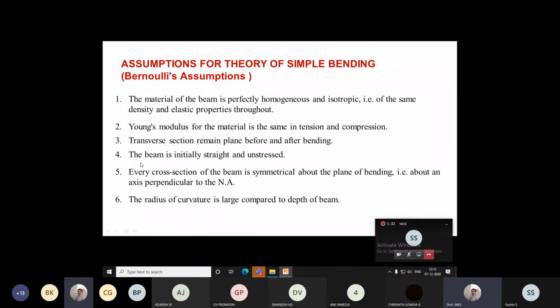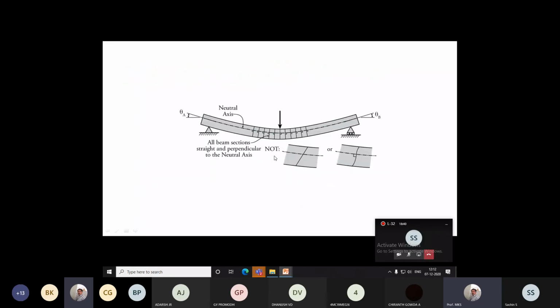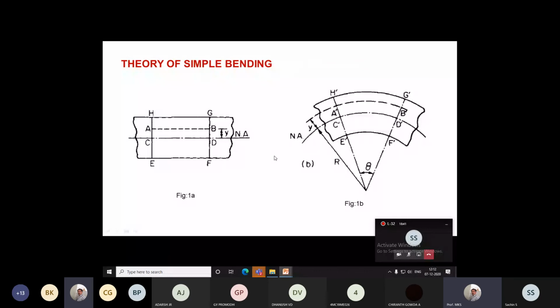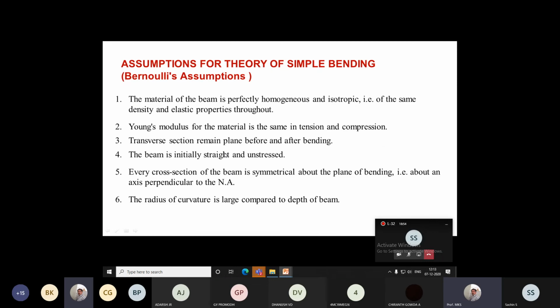The fourth assumption is the beam is initially straight and unstressed. Before applying the load, the beam was initially straight and unstressed. There is no force acting on the beam before the application of the moment. It is a completely straight beam. So that is the fourth assumption.